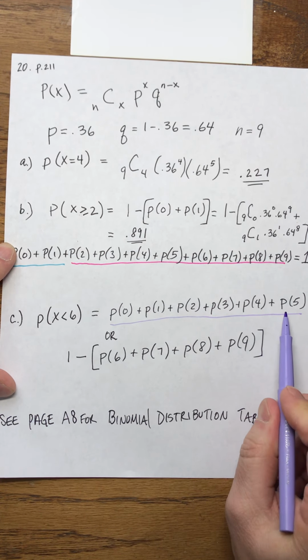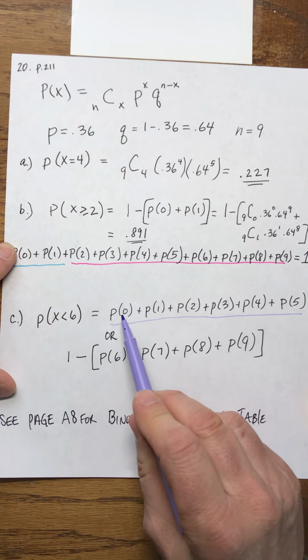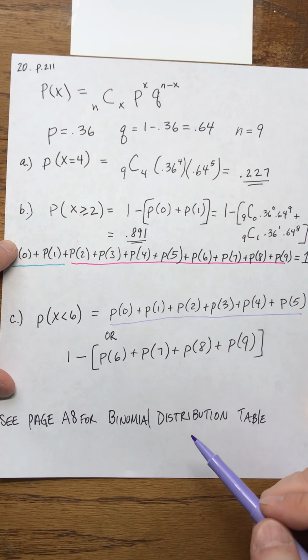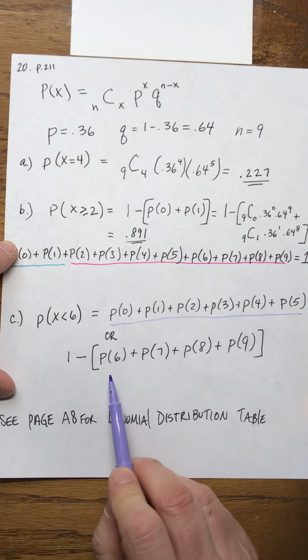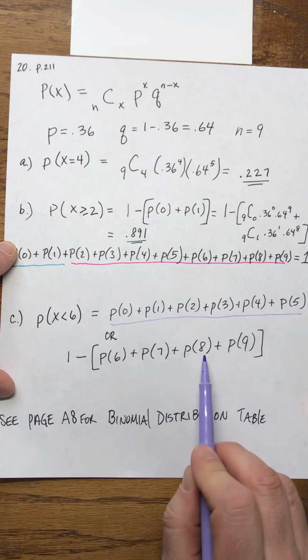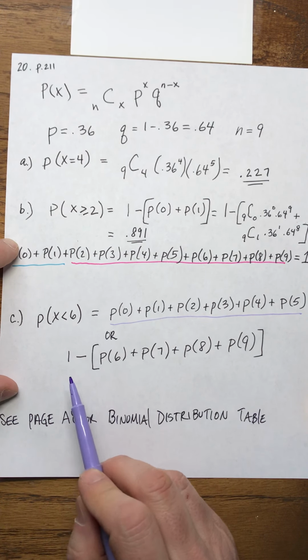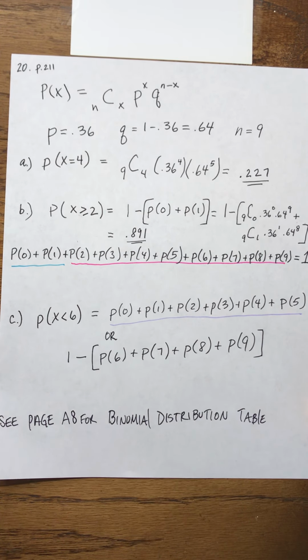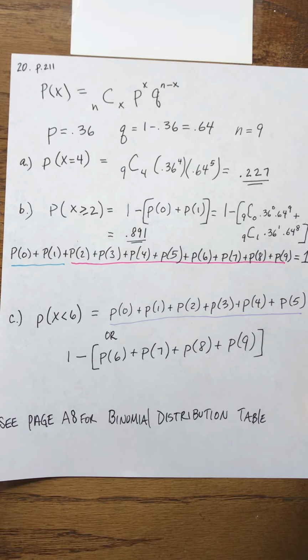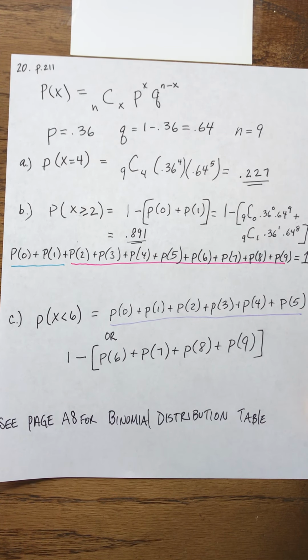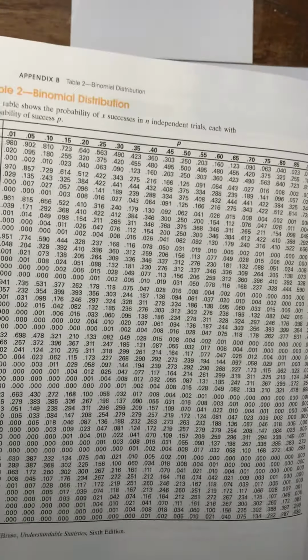And again, we'd have to do that formula 6 times and add them all up. The other thing we could do is do 6, 7, 8, 9, which is 6 or more, and subtract it from 1. But to make our life a little easier, if you go to page A8 in the back of the book, they have a table that actually does these calculations for you. Let me show you this table and show you how it works.